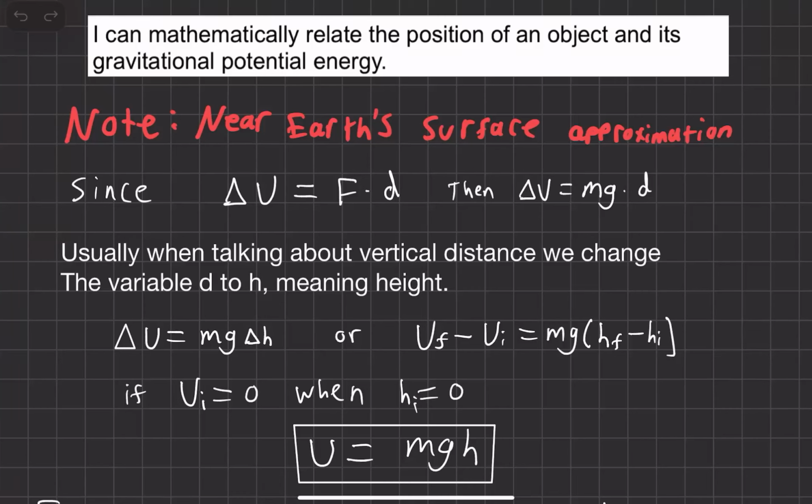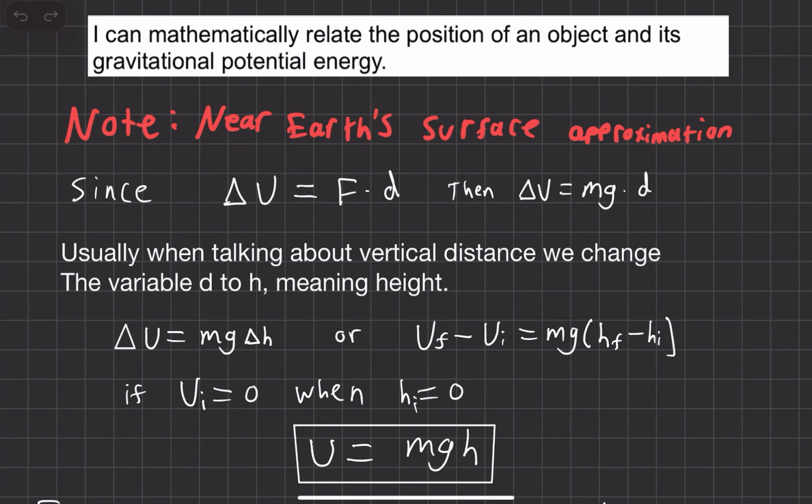The next learning objective is that I can mathematically relate the position of an object and its gravitational potential energy. This is about something called potential energy. We should stop and just understand, what does that mean? Potential energy is the energy an object has because of its position relative to other objects.